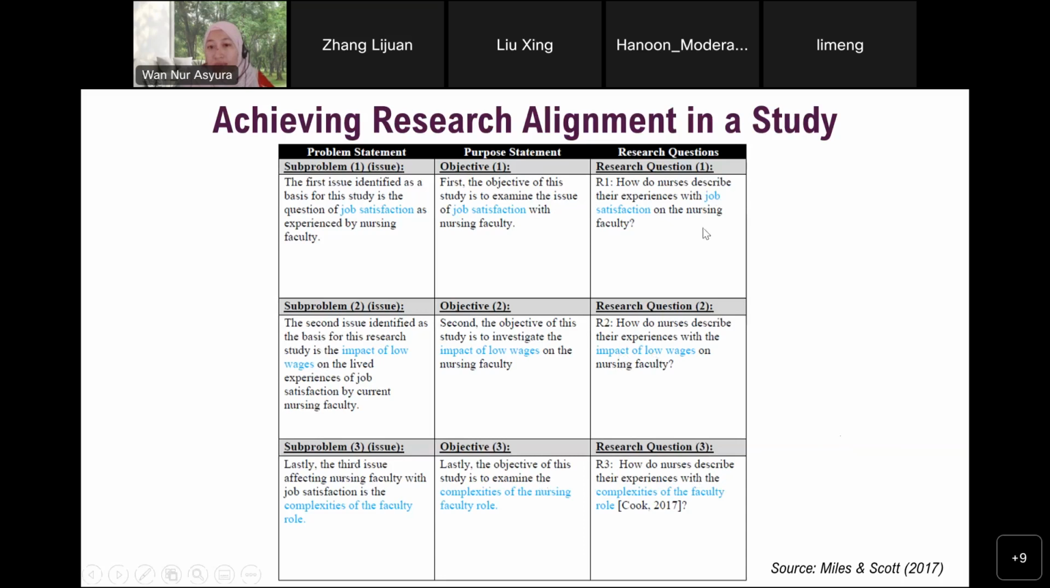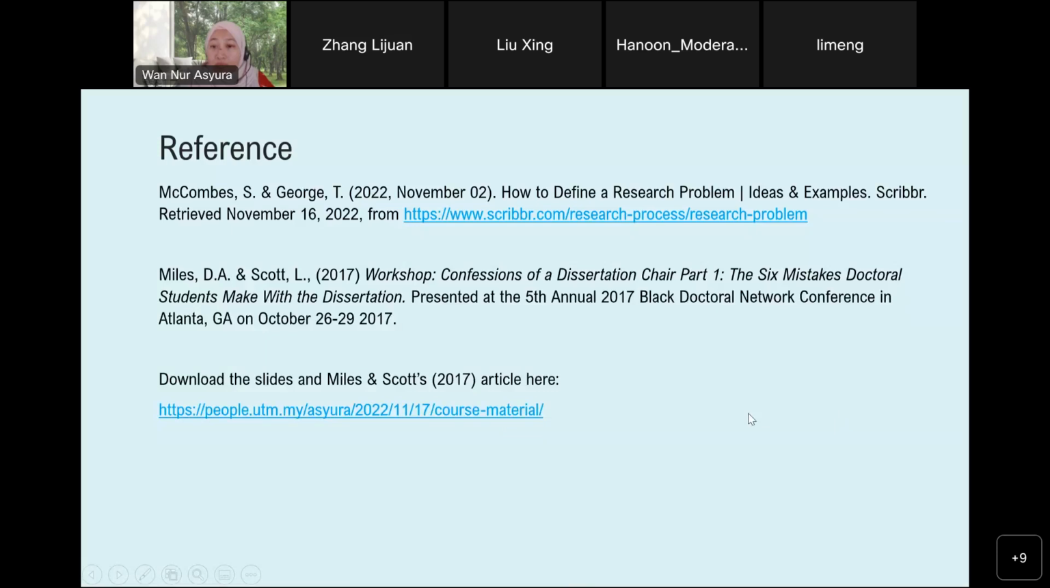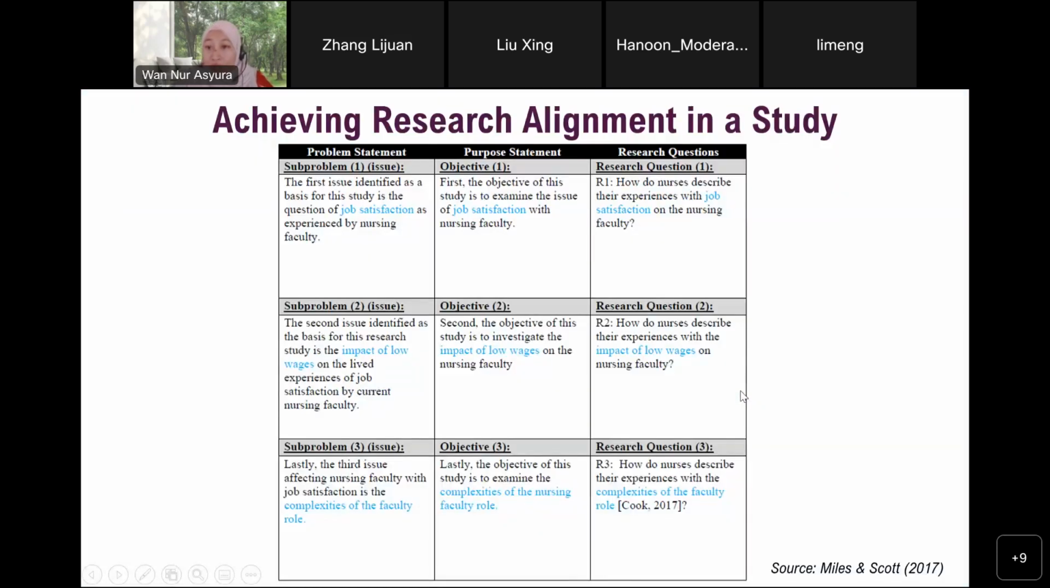Okay, so I have highlighted the key issue being investigated here. Then only will you be able to ensure that your study is in alignment.